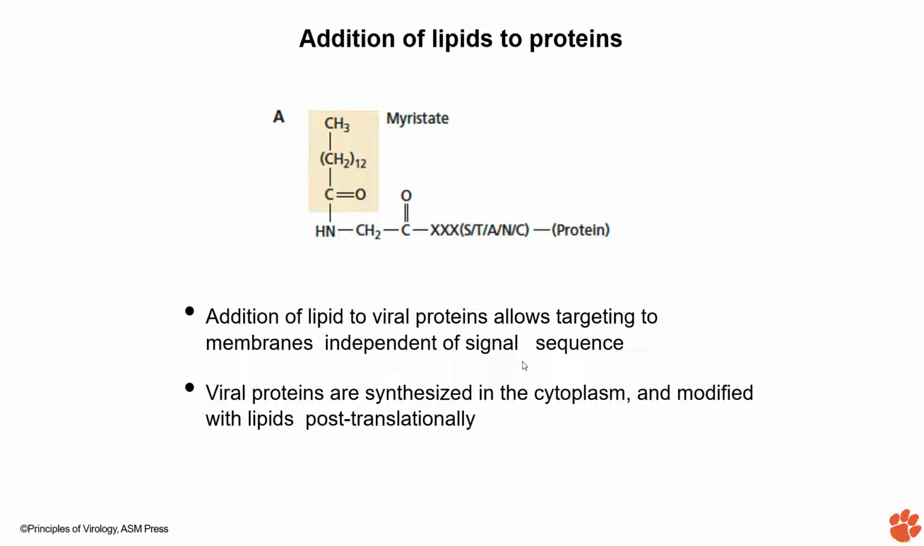That will help. Even with that internal hydrophobic sequence, proteins which are embedded into the membrane are automatically trafficked to the plasma membrane. But here, the addition of lipids to these proteins will help the protein to be transported and embedded into the membrane. So these are synthesized in the cytoplasm and modified with lipids post-translationally. We usually do not see this in the host cell. This is very exclusive to the viral protein.